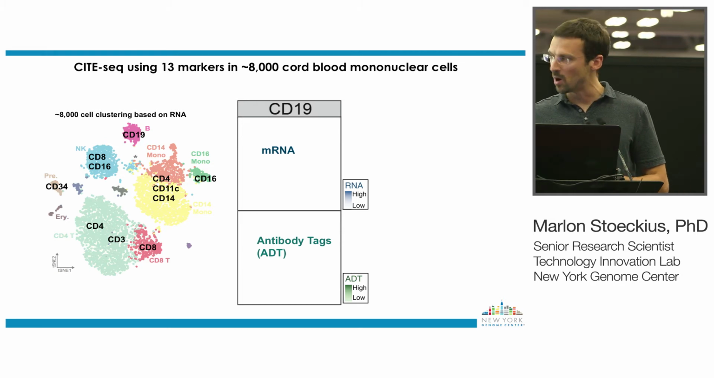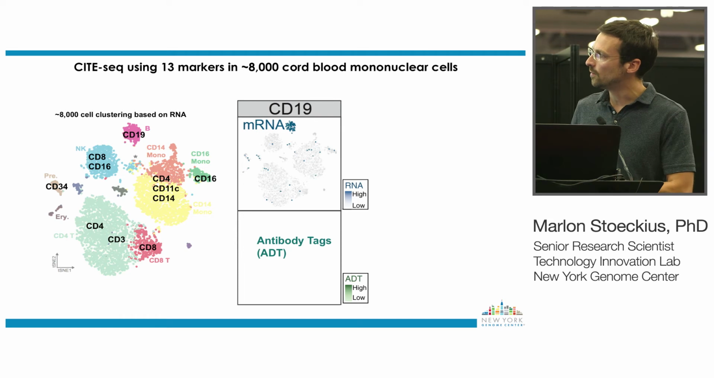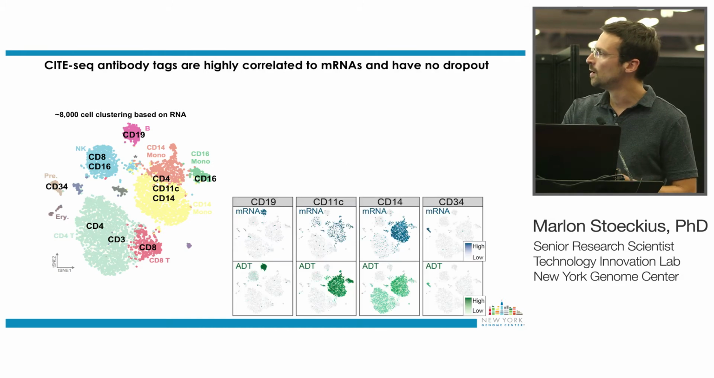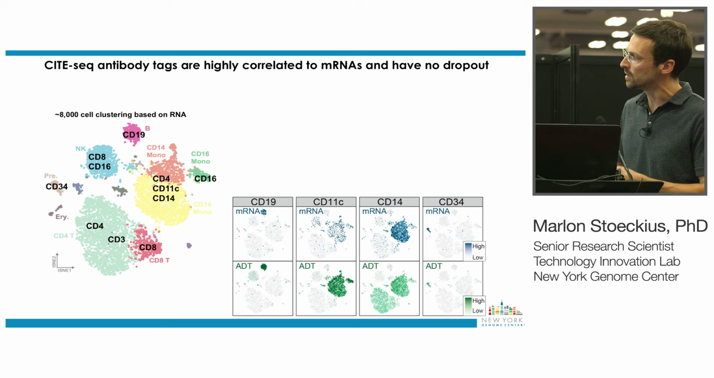So CD19 mRNA is highly expressed in the B cell cluster, as you would have expected, and we also see very, very strong signal for CD19 protein on the B cell cluster. And if you look into the other markers, for example, CD11C is a myeloid marker. We see it on the myeloid cells on the RNA level, but also on the protein level. CD14 is also a myeloid marker. We also see it on the myeloid cells.